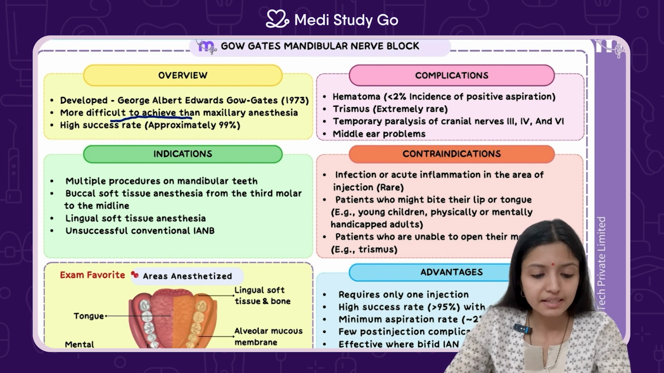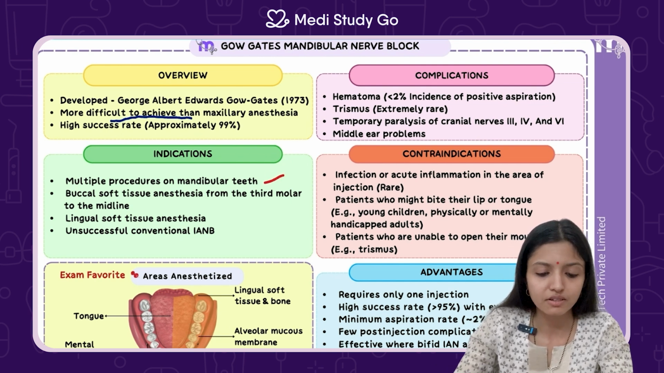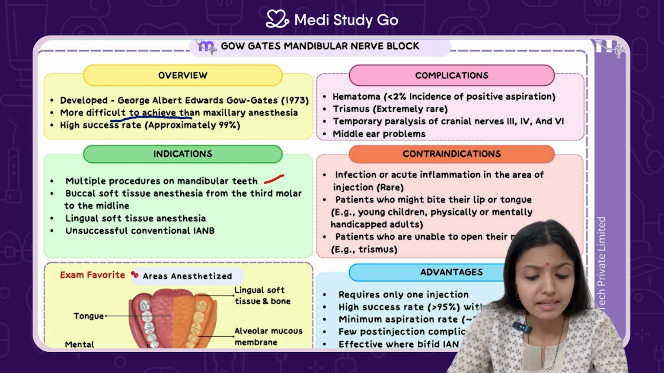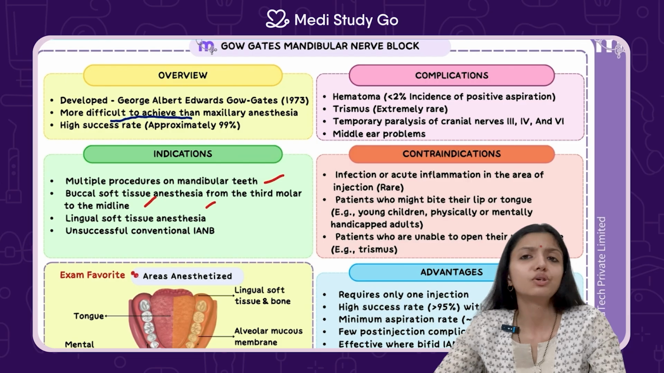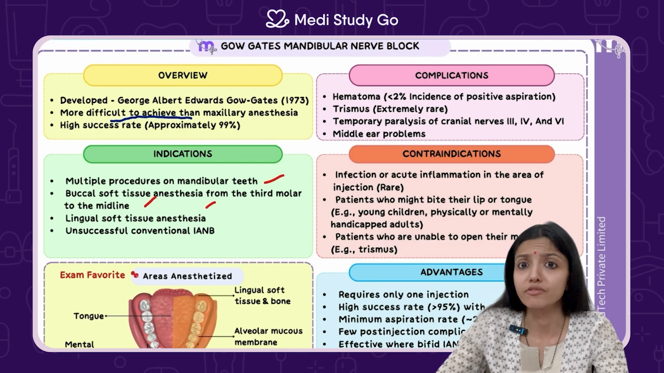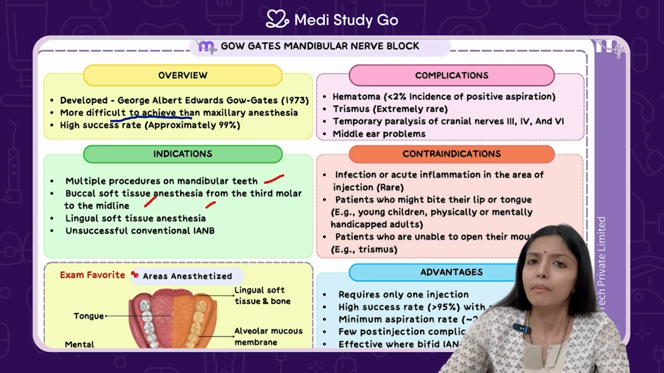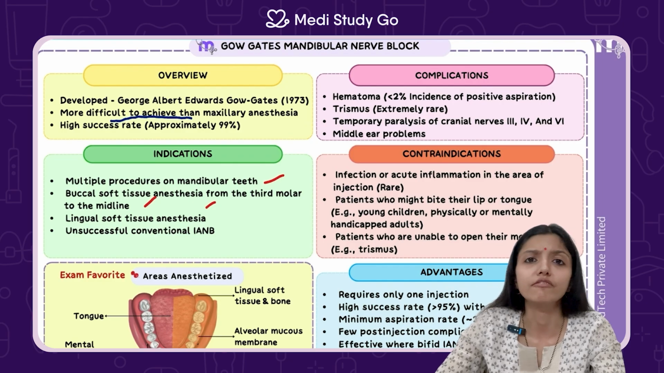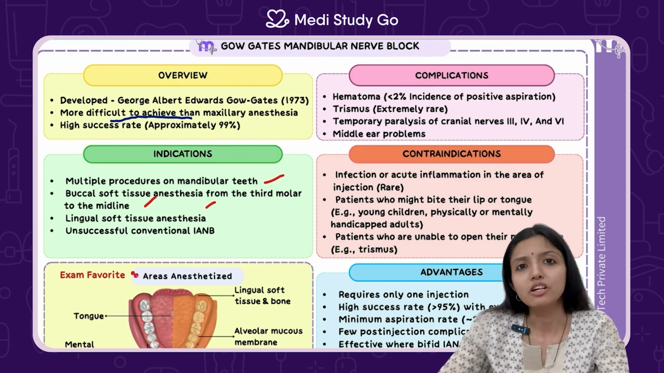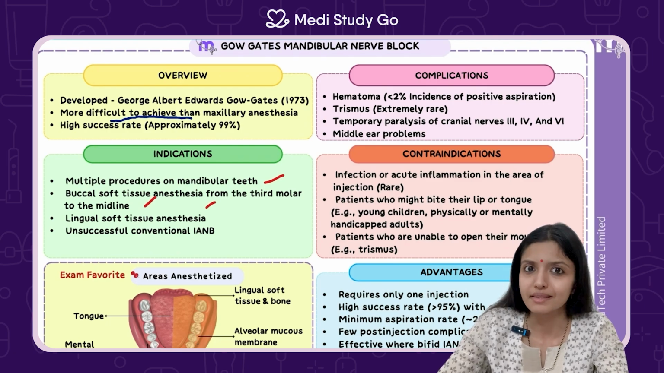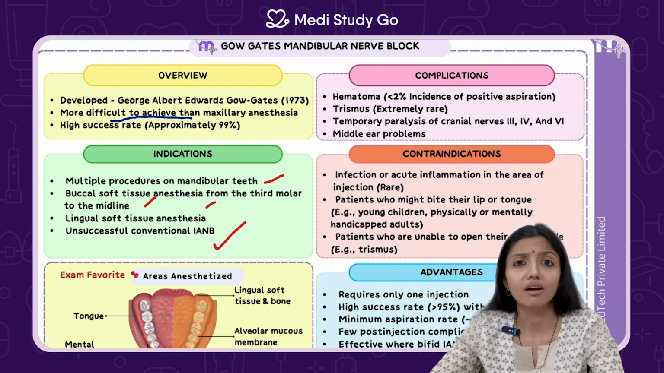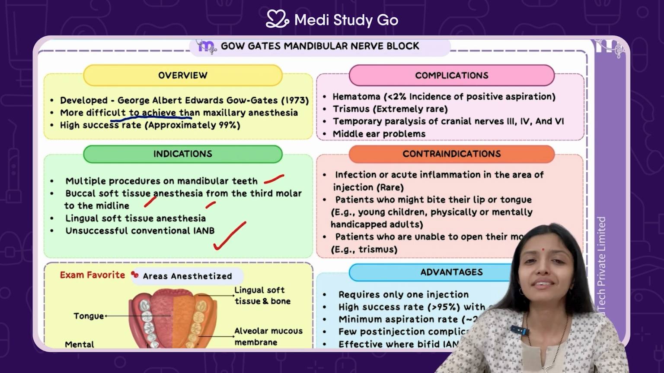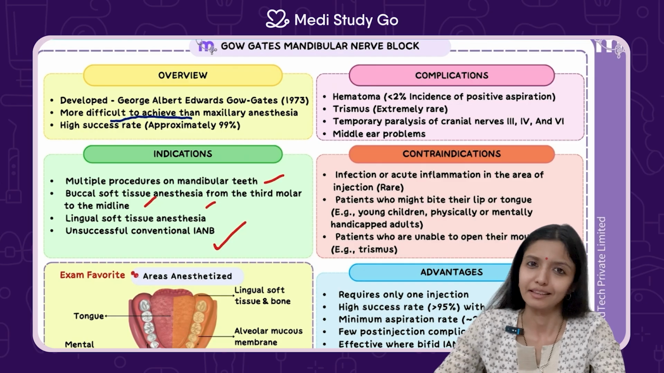So it is indicated when you have multiple procedures on mandibular teeth, for buccal soft tissue anesthesia from the third molar to the midline, and for lingual soft tissue anesthesia. Usually we indicate a Gow-Gates nerve block in a patient in whom multiple conventional IANBs, or inferior alveolar nerve blocks, have failed. So if the patient is not able to achieve adequate anesthesia with your conventional IANB, you can always resort to giving a Gow-Gates nerve block, with the condition that you are highly expert in it.